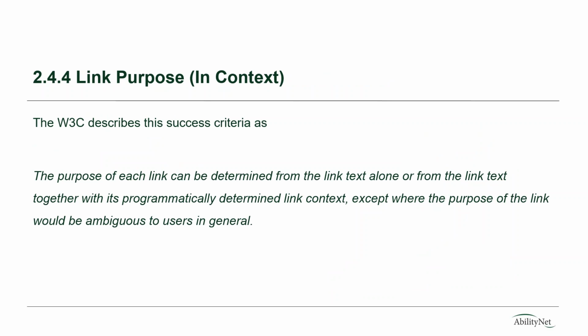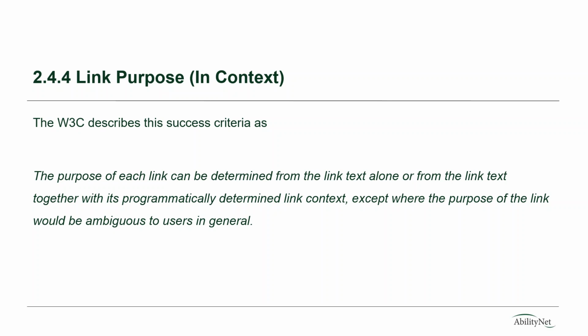Link purpose in context. So the W3C describes this as the purpose of each link can be determined from the link text alone or from the link text together with its programmatically determined link context, except where the purpose of the link would be ambiguous to users in general. Now, this is an extension to the original WCAG 1 requirement where links must make sense when read out of context. So you could have no find out more or read here links, as they would not make sense when read out of context.